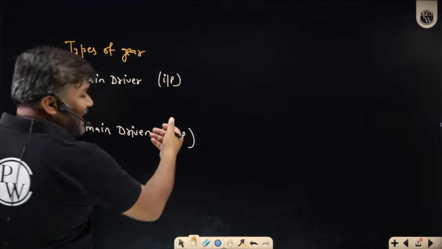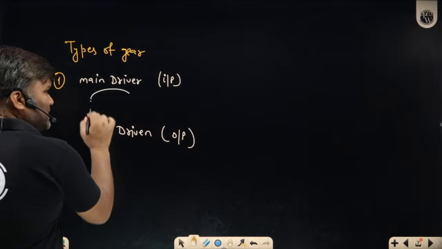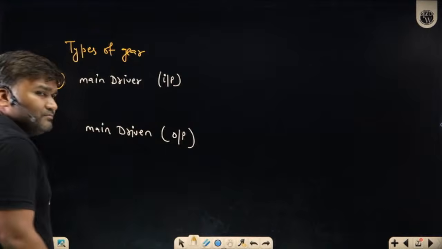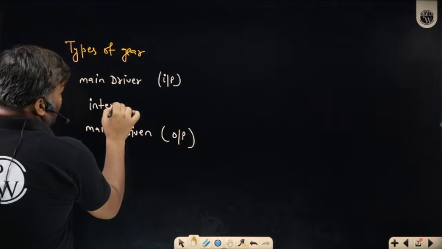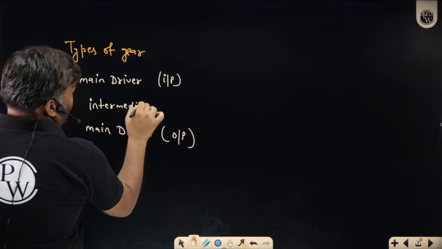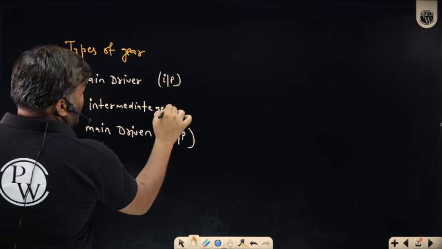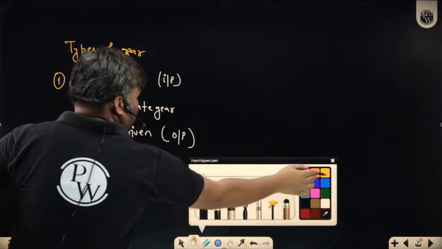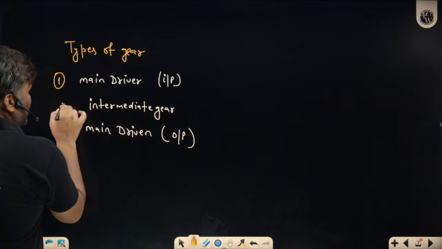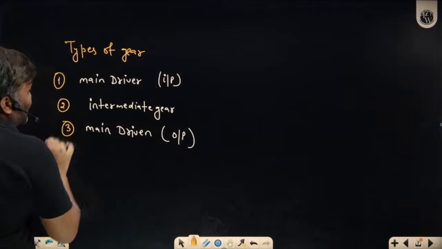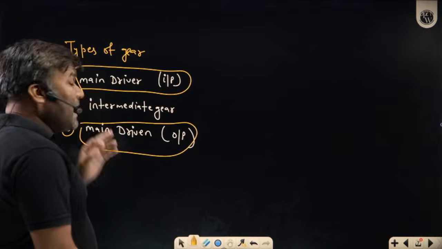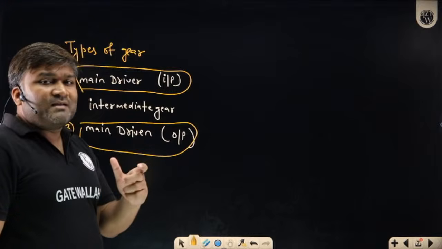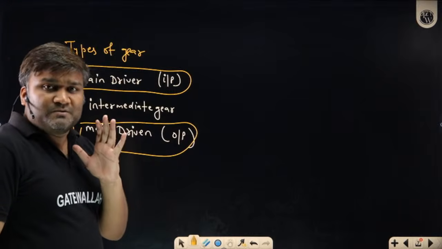Here I am collecting output from, and all other gears which are in between, they will be called as intermediate gears. Acha, at what speed these intermediate gears are rotating, I am not interested in. I am just interested that input mein what speed I have given and output mein what speed I have got. I am only interested in this. Intermediate gears, I am not interested in their speeds.